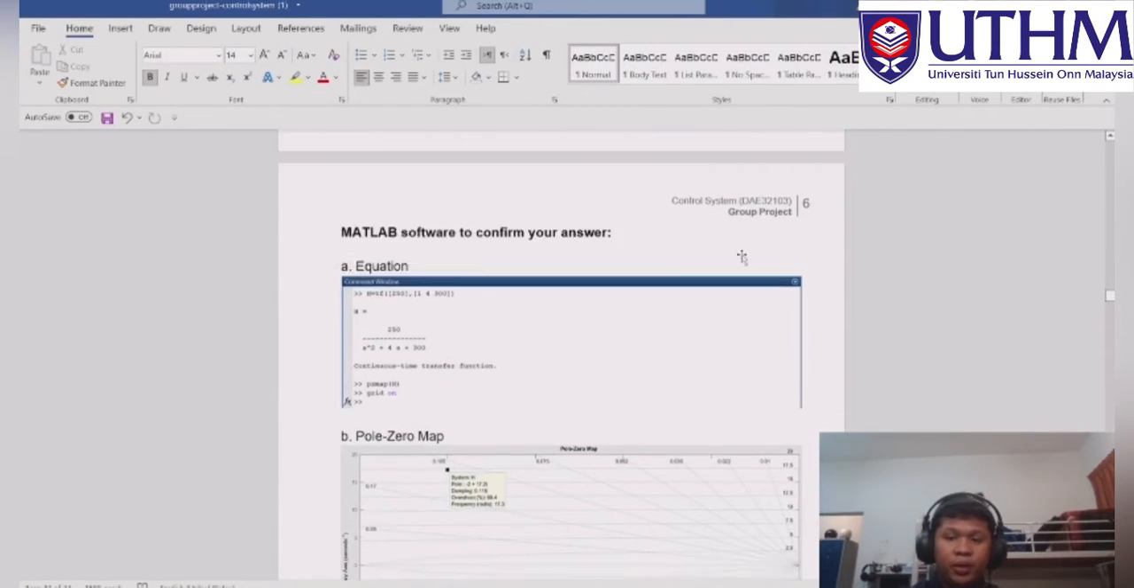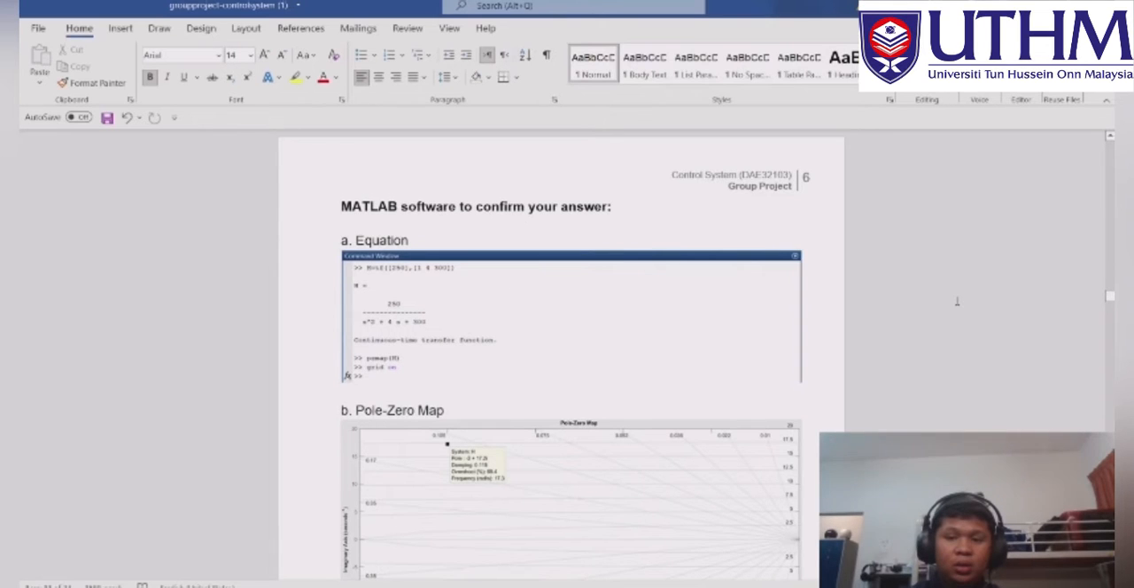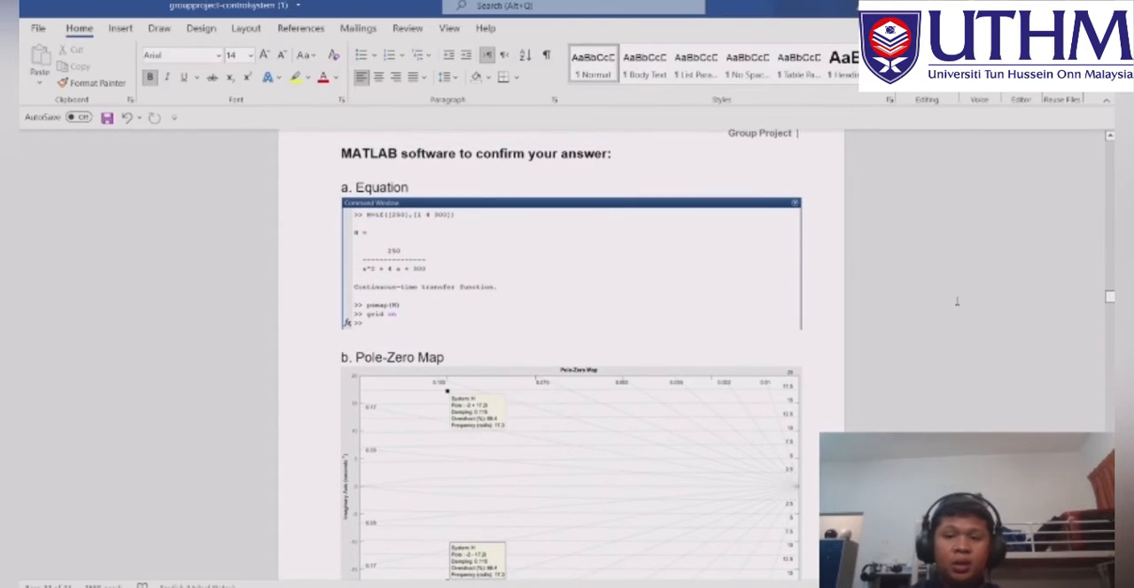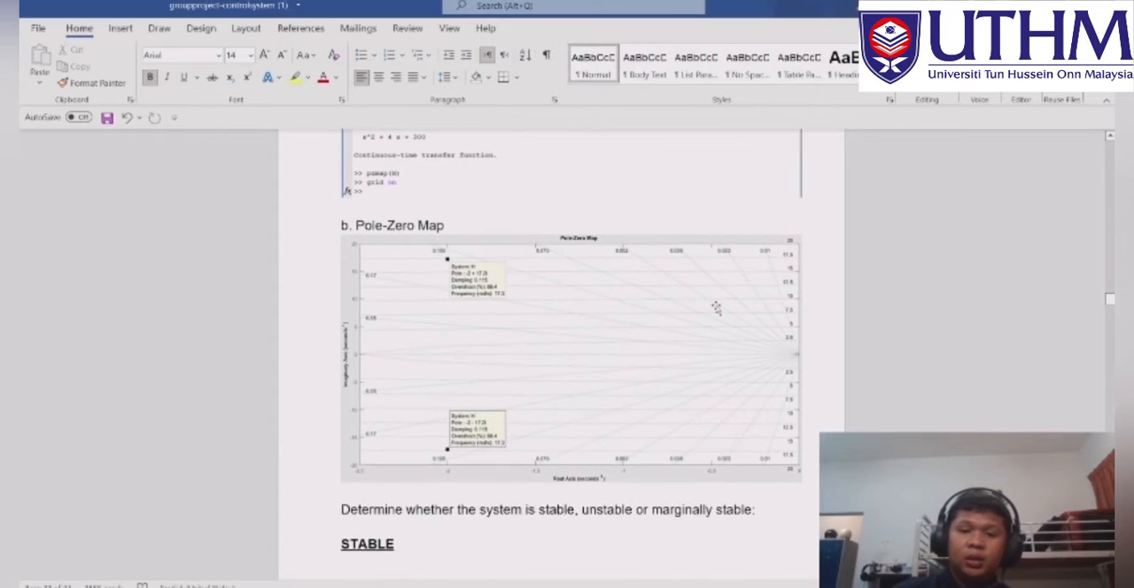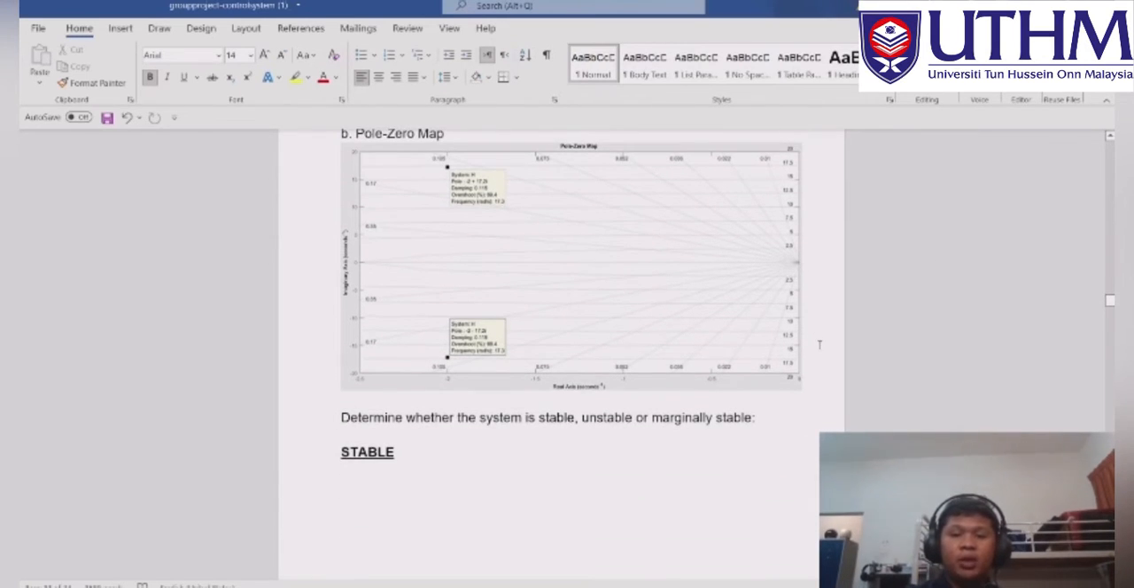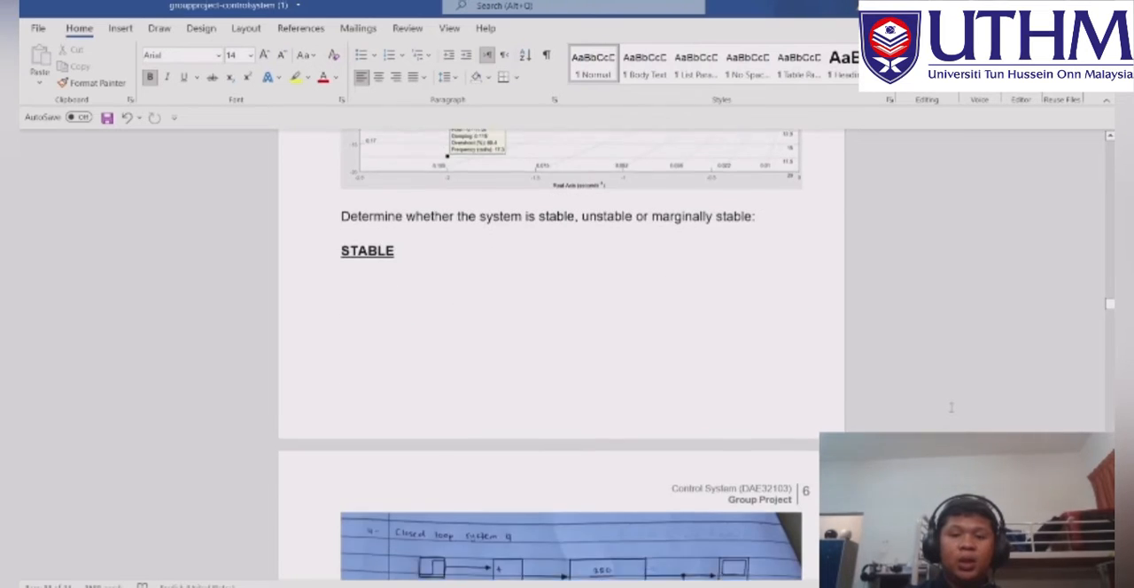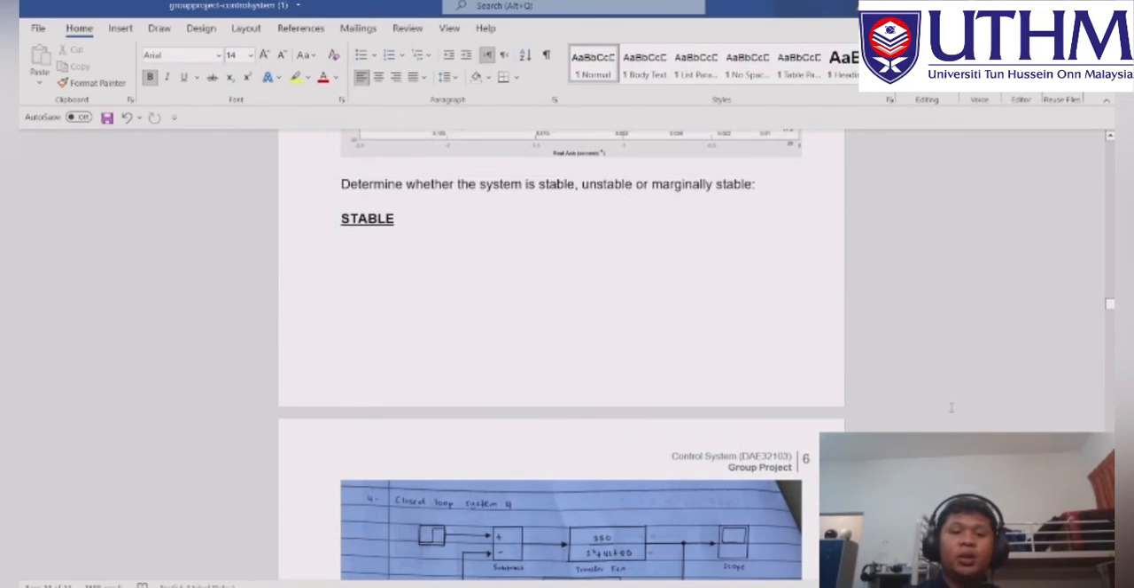Now let's compare to the MATLAB answer. So for the third system, if we write the equation in the MATLAB software, it should be like this, and we got the pole zero map from the equation. So the third closed loop system is stable.